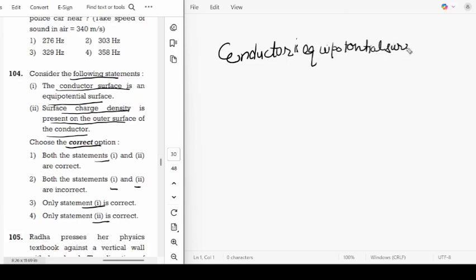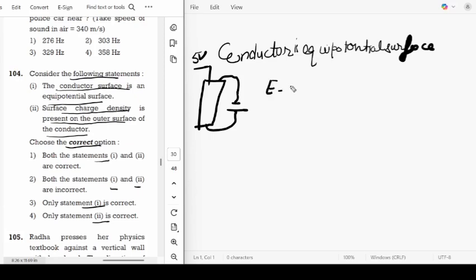How? If we connect a wire or rod to a 5 volt battery, this rod carries approximately 5 volt potential. So a conductor is an equipotential surface. And another point: surface charge density is present on the outer surface of the conductor. As we know, inside the conductor the electric field is zero, so all the charges come to the outer surface of the conductor. So both statements are correct, so option 1 is correct. Next we move on to the next question.